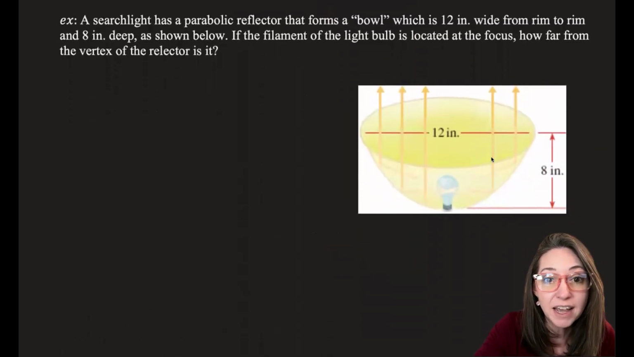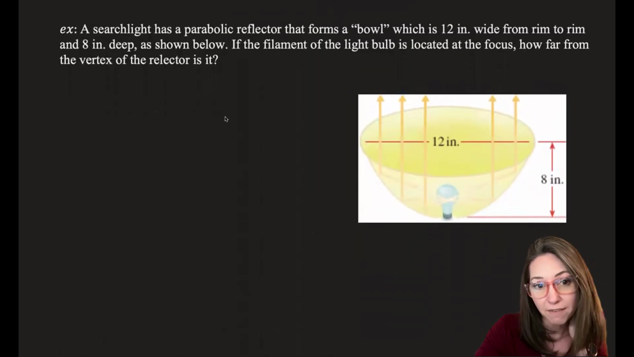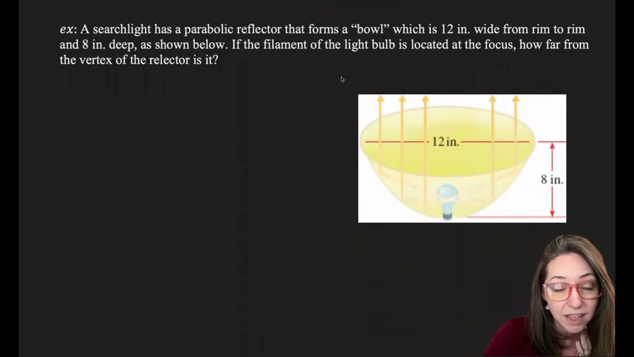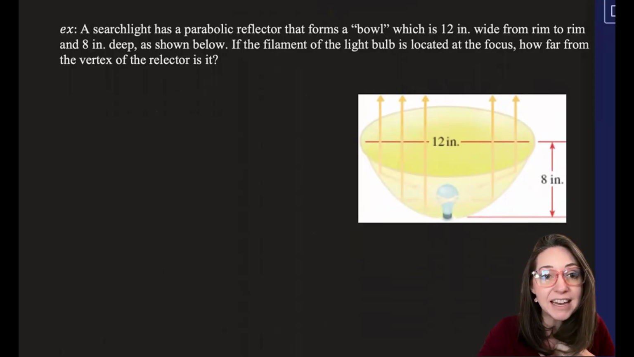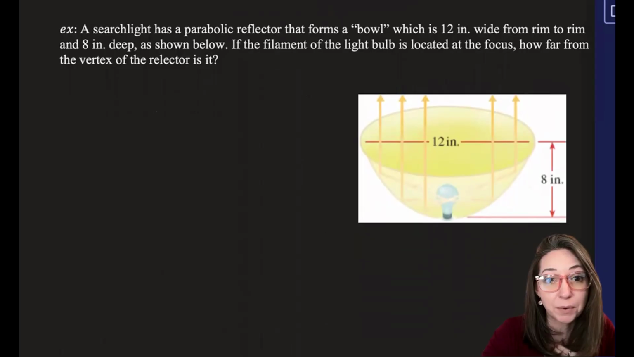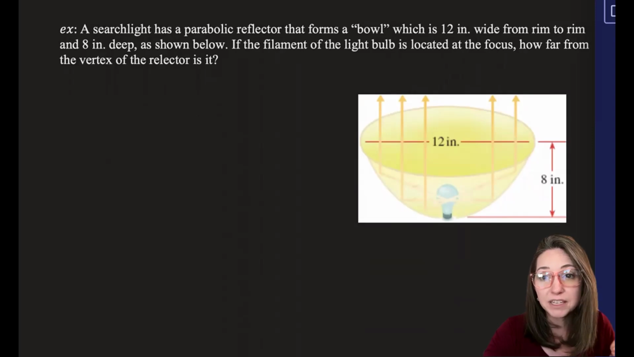Our first one involves a searchlight. So let's say we have a searchlight with a parabolic reflector, and it forms a bowl which is 12 inches wide from rim to rim and is 8 inches deep as shown below. So if the filament of the bulb is located at the focus, how far from the vertex of the reflector is it?